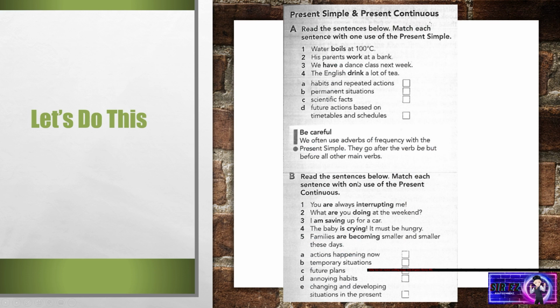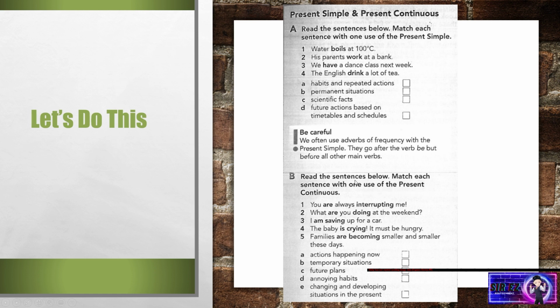Next, read the sentences below. Match each sentence with one use of the present continuous. Sama juga. Kalau tadi kita bercakap tentang present simple di bahagian atas, kamu hanya perlu padankan kegunaan dia. Apakah yang berlaku dalam ayat nombor 1 tu?